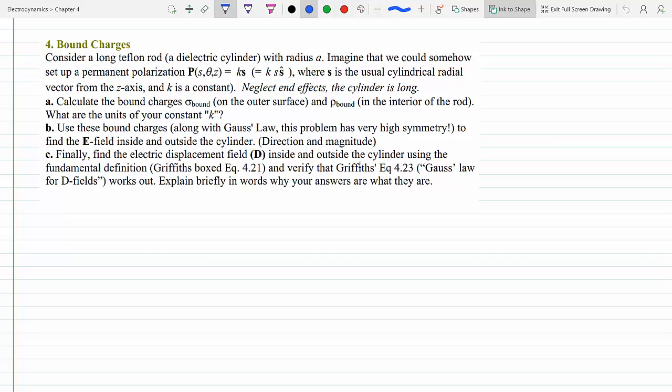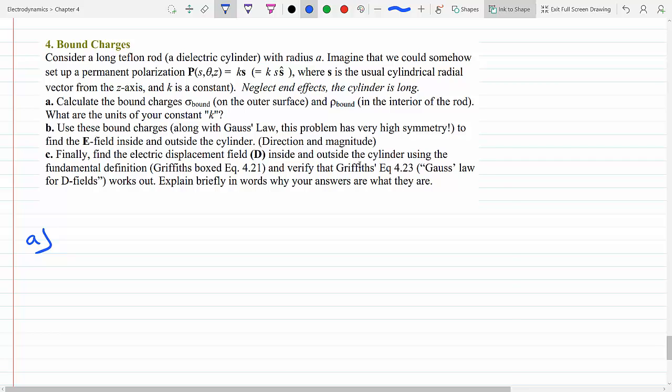This came from the derivation of the potential, and it turned out that the potential is due to, if a polarized object is produced by a volume charge density rho and a surface charge density sigma, and these are called the bound charges. So we are asked to find what these bound charges are. So let's start with sigma.